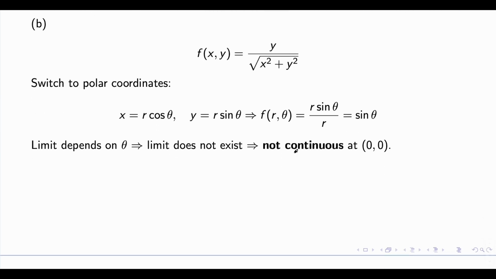Similarly, you can do the second part using polar form. You can find it, and then you will find sine theta. So as theta varies, the values you are going to get change. So the limit depends on theta, so the limit does not exist. If the limit does not exist, the function is not continuous at that point (0, 0).